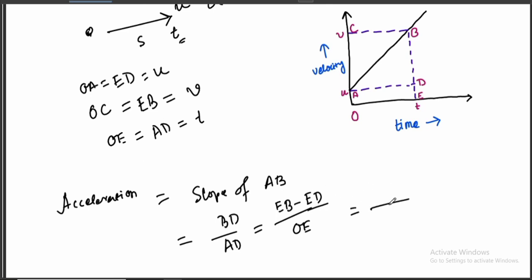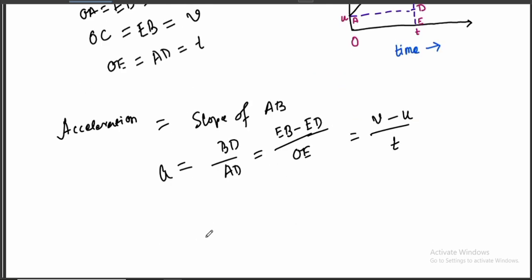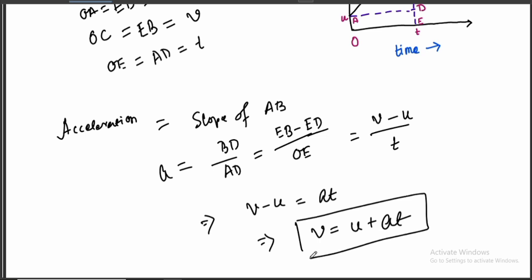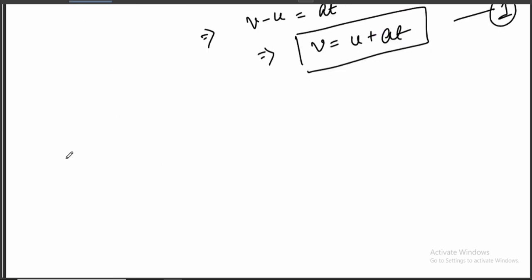So our EB was v, and ED was the initial velocity u, and OE is our time t. And acceleration is a. So if we cross multiply, it will be v minus u equals at. So we will get v equals u plus at. So this is our first equation of motion.